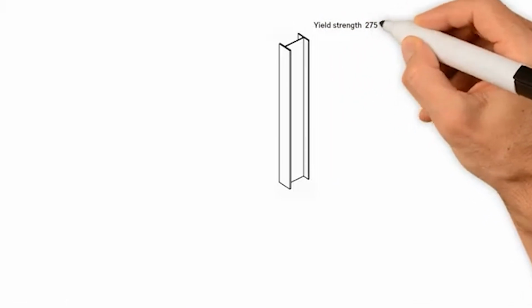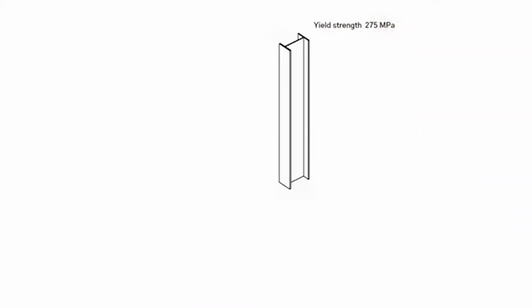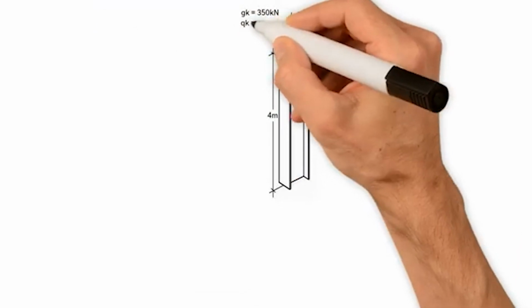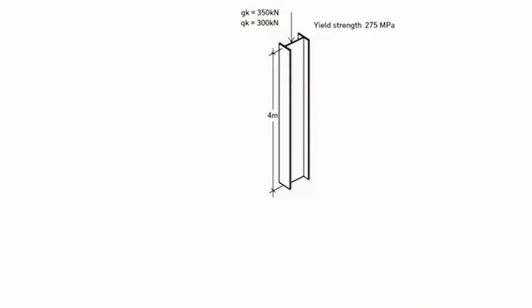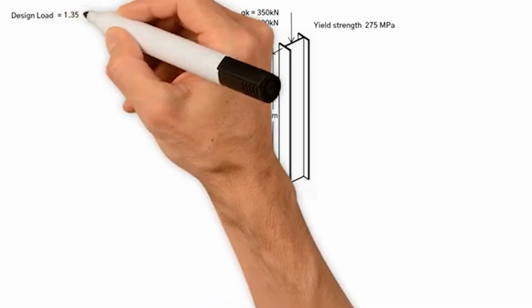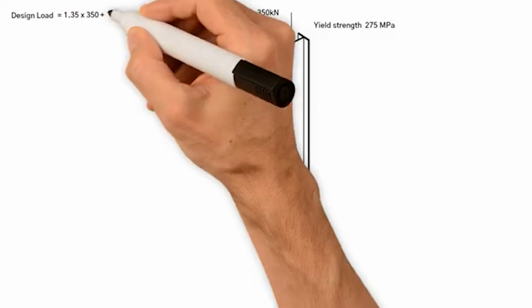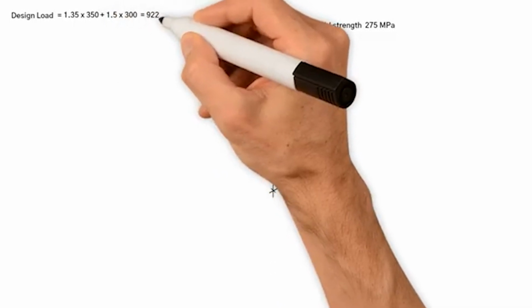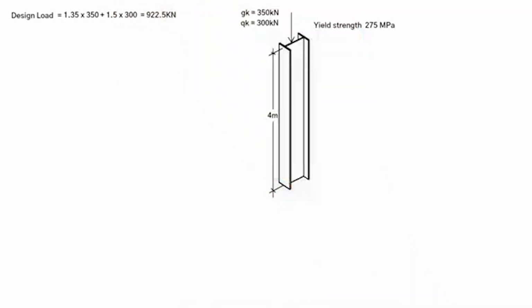A pin-ended column with a yield strength of 275 Newton per millimeter squared, 4 meters long, is subjected to an axial permanent load of 350 kilonewtons and a variable load of 300 kilonewtons. So, the design load equals 1.35 times 350 plus 1.5 times 300, which equals 922.5 kilonewtons.